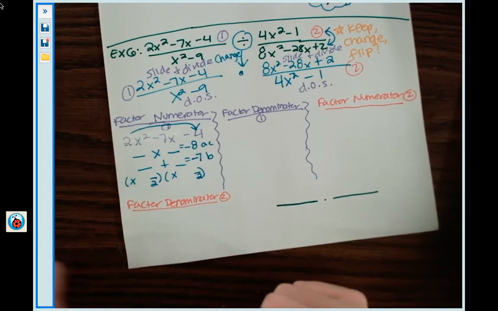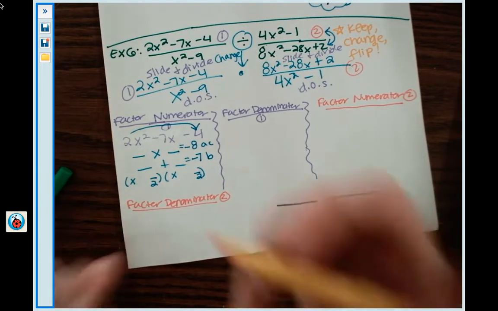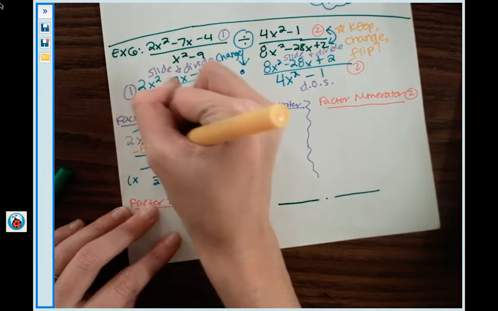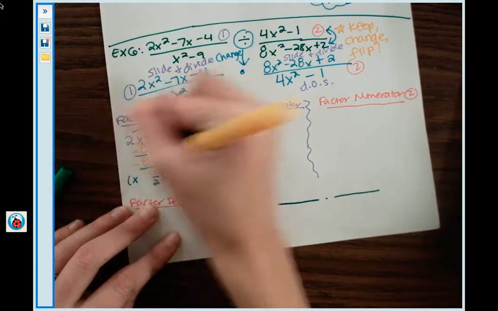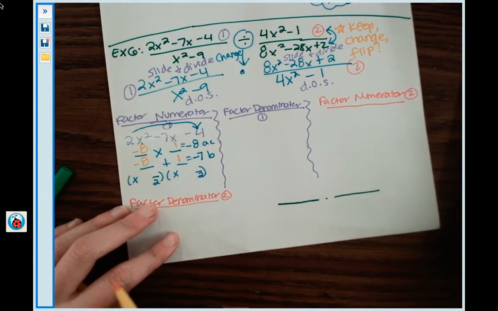Alrighty, so 2 numbers that multiply to be negative 8 and add to be negative 7. You guys are so smart. So this is going to be negative 8 and positive 1. Negative 8 times 1 is negative 8, and negative 8 plus 1 is negative 7.